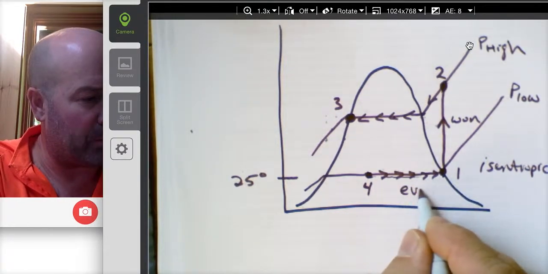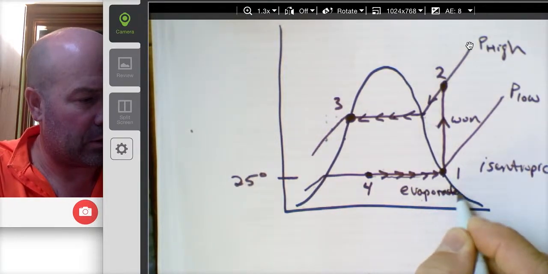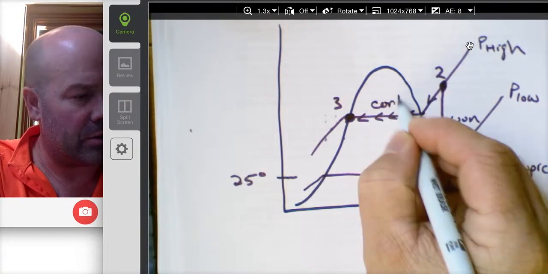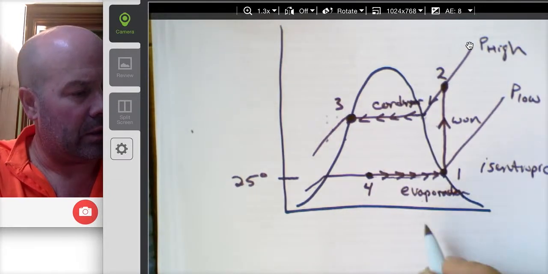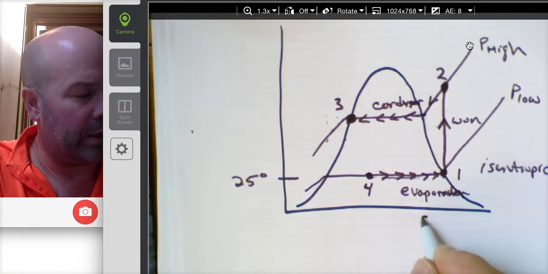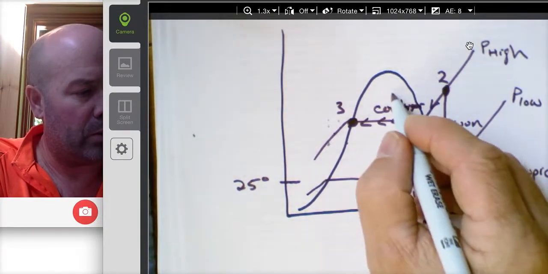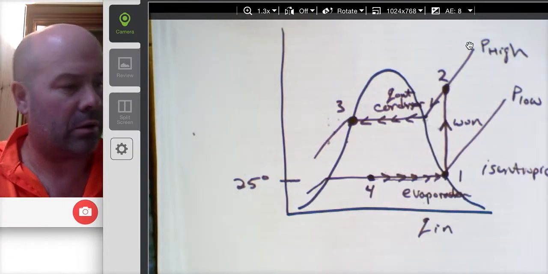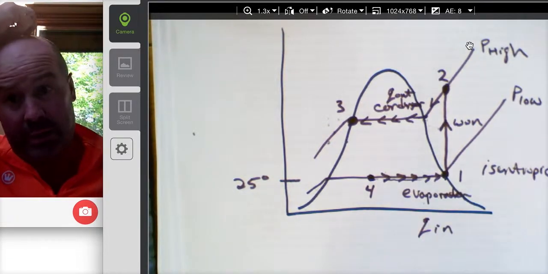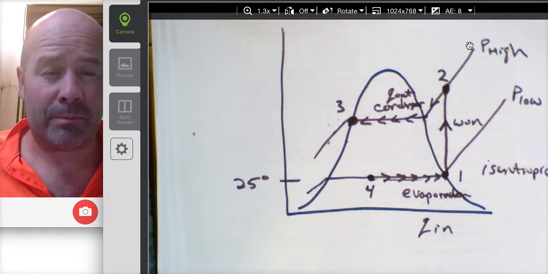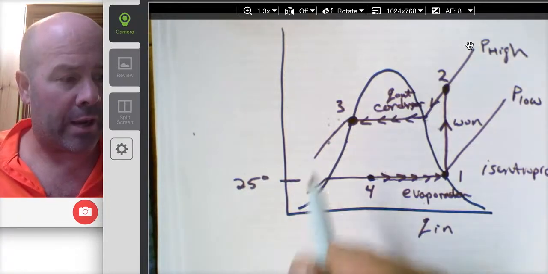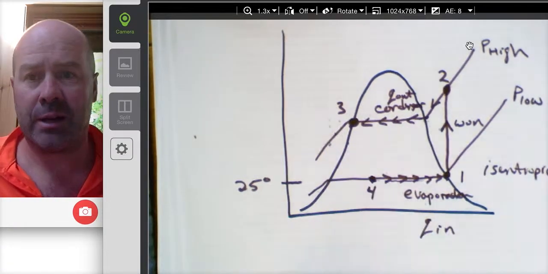So this is the evaporator, and this is the condenser. Evaporator, Q in, condenser, Q out. All right, I've put it off long enough. We need to talk about what happens between points 3 and point 4.